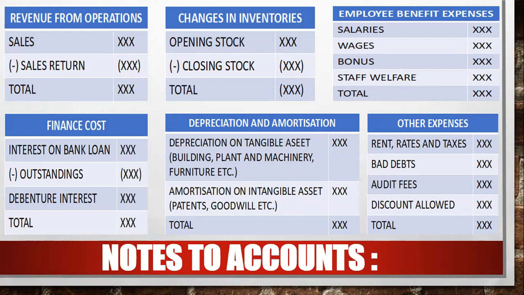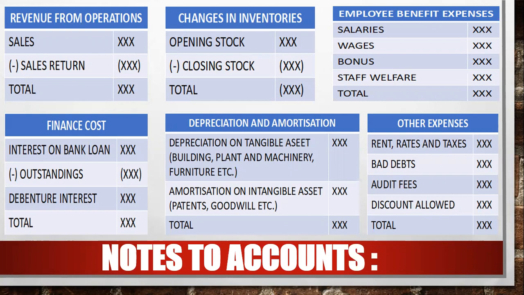Interest on bank loan: you have to add your outstanding amount. I have left it out over here. You have to add it. Clear everyone? In finance cost, you have to add your outstanding amount. And for changes in inventory, I have also made notes to accounts: opening stock minus closing stock. If you are not preparing it, it's okay, because you can do it in the format only.